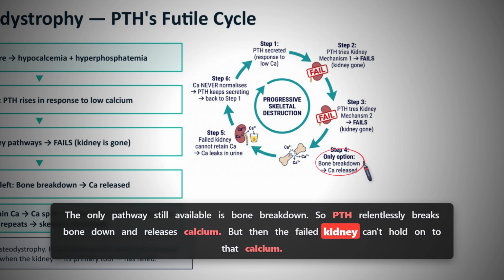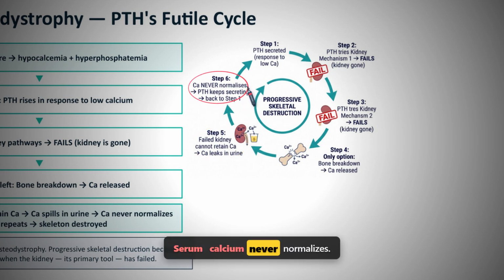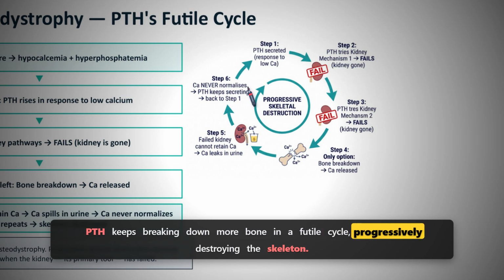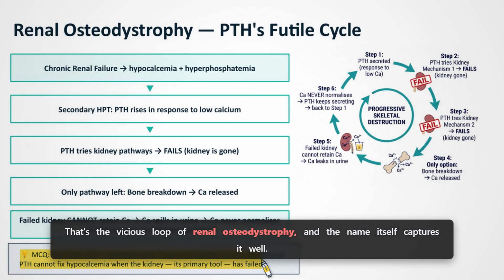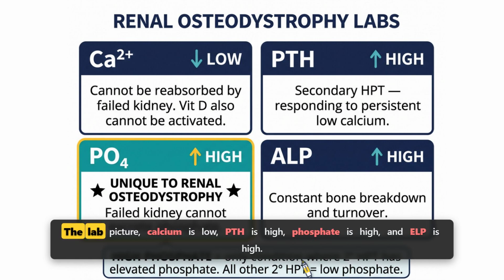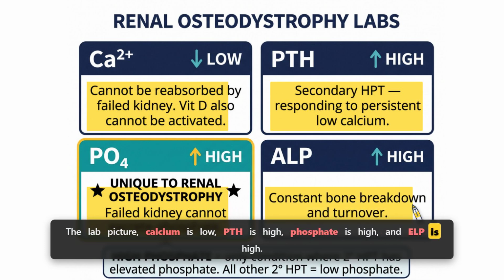But then the failed kidney can't hold on to that calcium. It spills straight out into the urine. Serum calcium never normalizes. PTH keeps breaking down more bone in a futile cycle, progressively destroying the skeleton. That's the vicious loop of renal osteodystrophy, and the name itself captures it well. The lab picture: calcium is low, PTH is high, phosphate is high, and ALP is high.